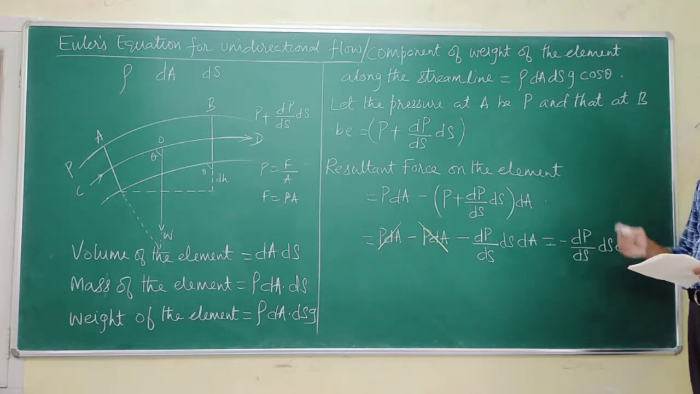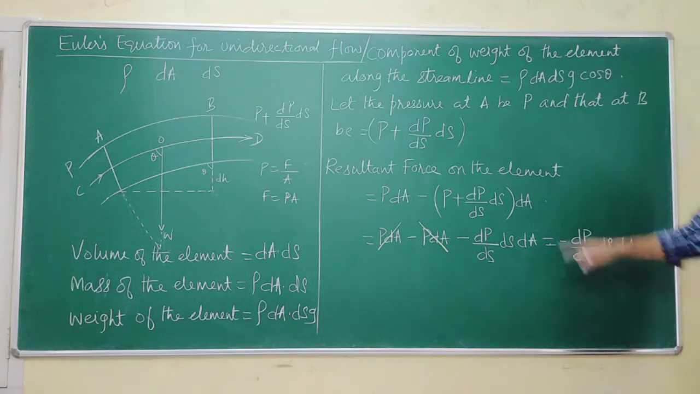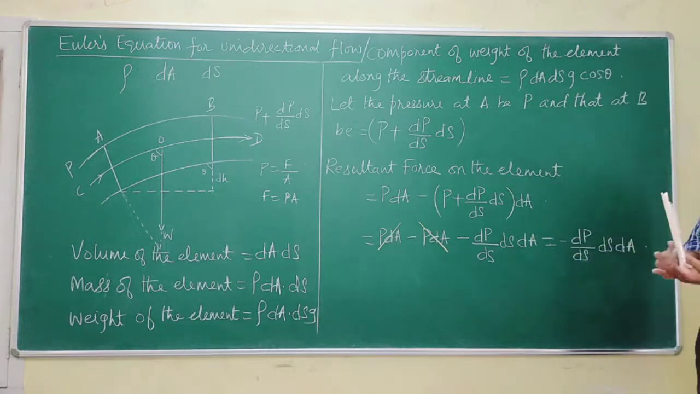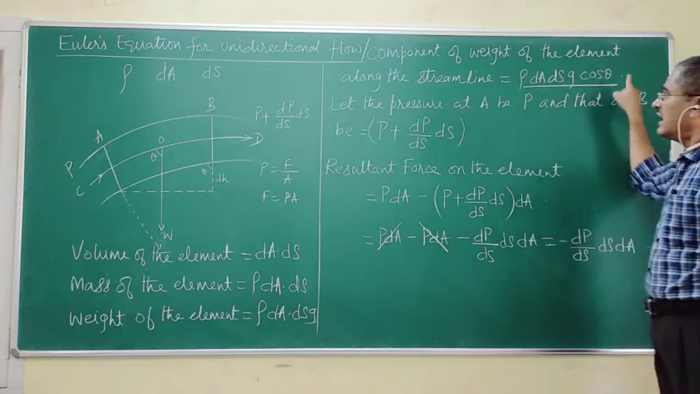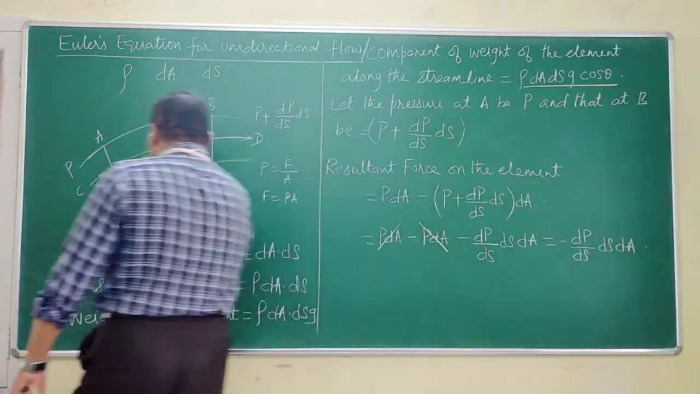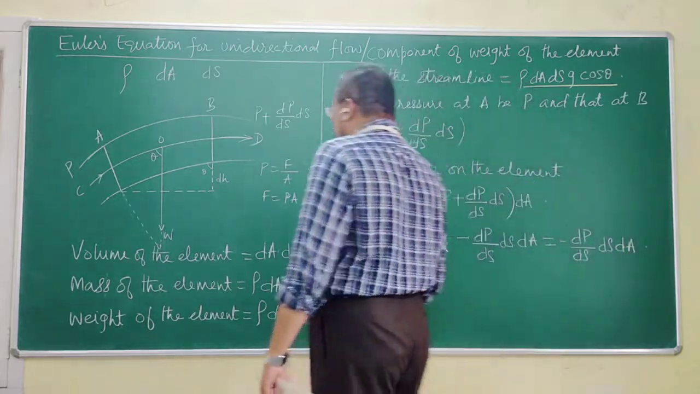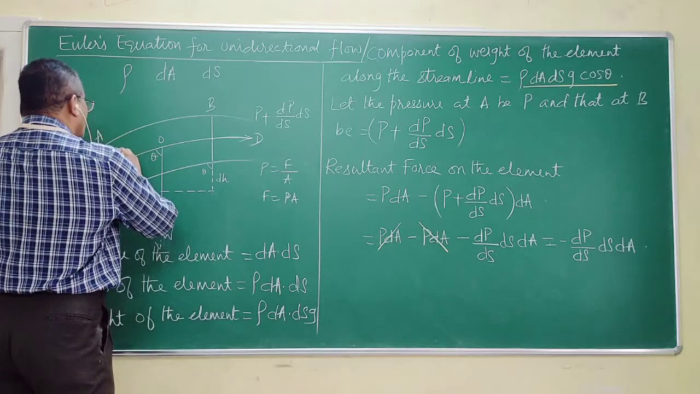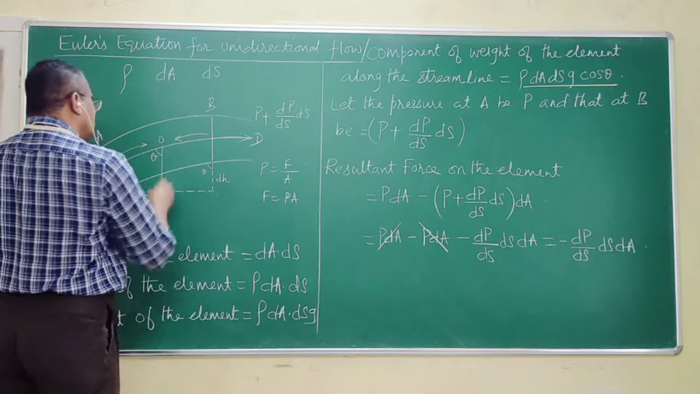The component we have written here, component of weight of the element along the streamline, is this. This is acting in the direction of the streamline. Let me underline and tell you what I am trying to tell you. This weight component, which is again a force, is acting in the direction C to D. This one, the resultant force, is acting in a direction from B to A.